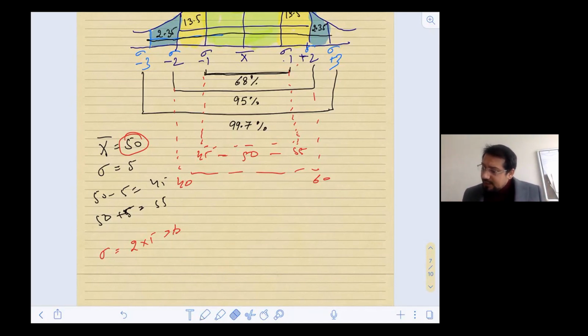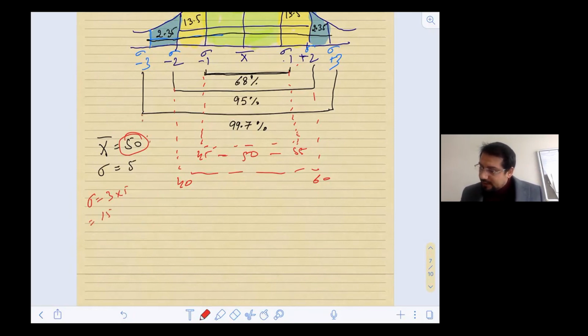How about 3 standard deviations? Very simple. 3 means 3 multiplied by 5. 3 standard deviations is going to be 15. Let me just make some space. Here if I say 3, it means 3 multiplied by 5, which is 15.